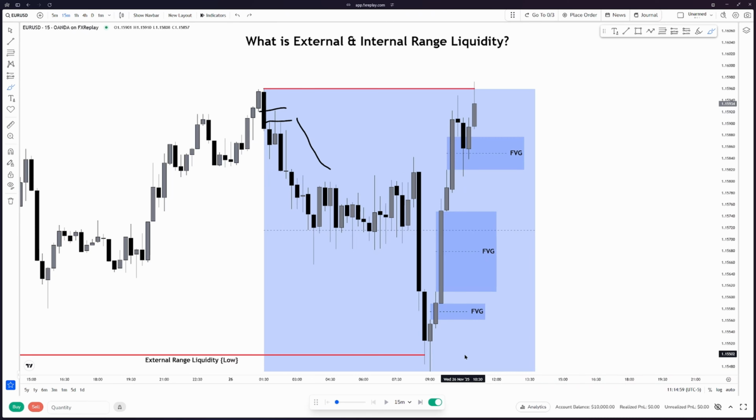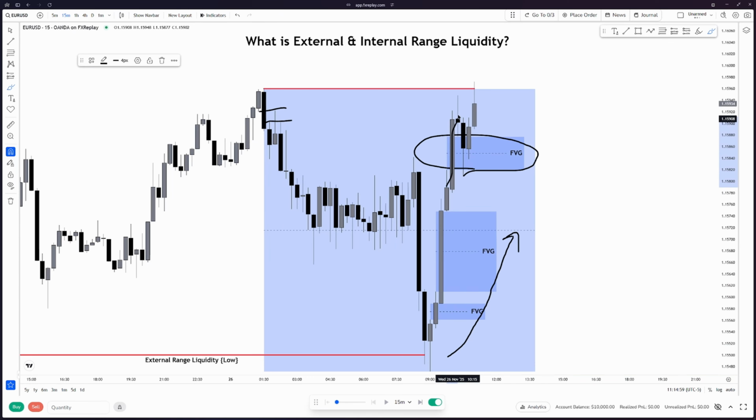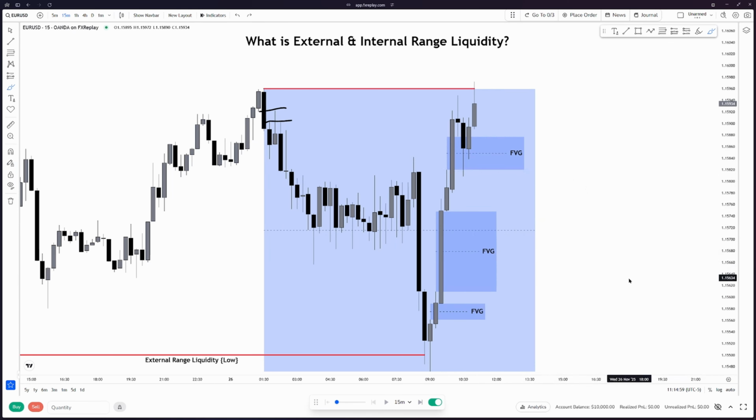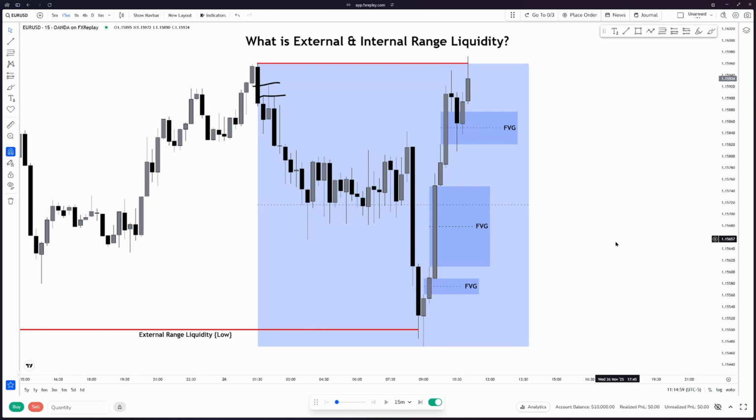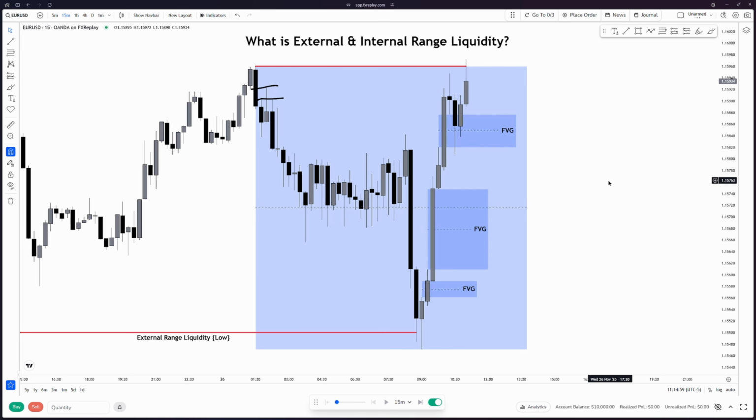After that, price created these displacement moves and multiple fair value gaps, all part of our internal structure. Price retraced into this gap and then swept the external high. So by now, you should have a crystal clear understanding of what external range liquidity is, what internal range liquidity is, and exactly how price moves between the two.